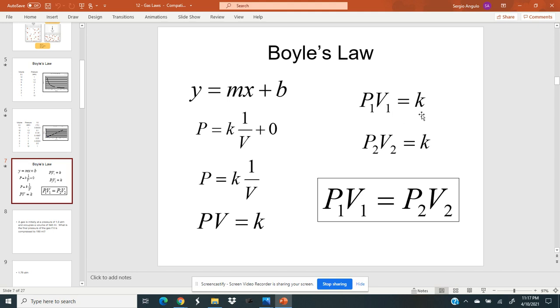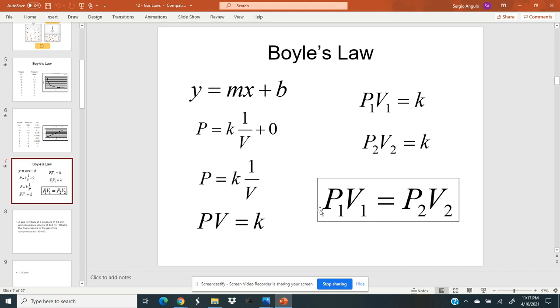So P1 times V1 equals this constant, and P2 times V2 also equals this constant. Once again, this constant is only constant for that sample of gas. It'll probably be a different number for a different sample of gas. But since both of them are equal to the constant, they have to be equal to each other. And so this is our workable form of Boyle's law: P1 times V1, your first pressure times your first volume, equals your second pressure times your second volume.